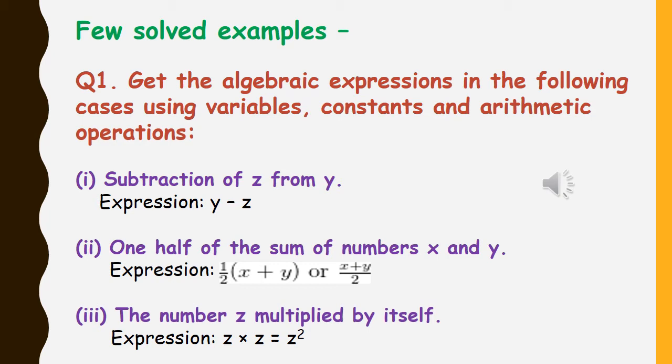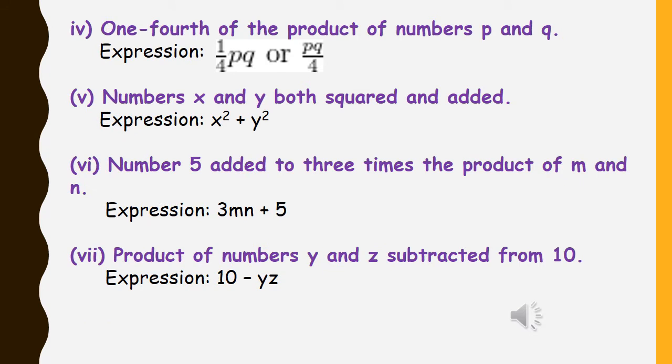Part 3. The number z multiplied by itself. So z into z, that is z squared. Part 4. 1/4 of the product of the numbers p and q. Product of p and q is pq. 1/4 of it, 1/4 of pq or pq by 4. Part 5. Numbers x and y both squared and added. So x squared plus y squared.